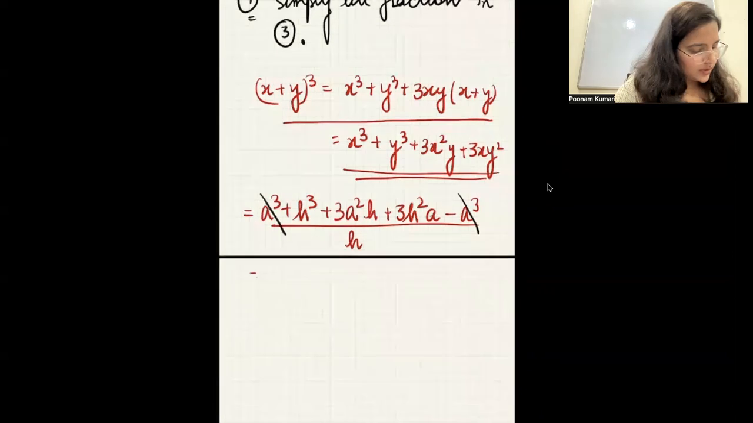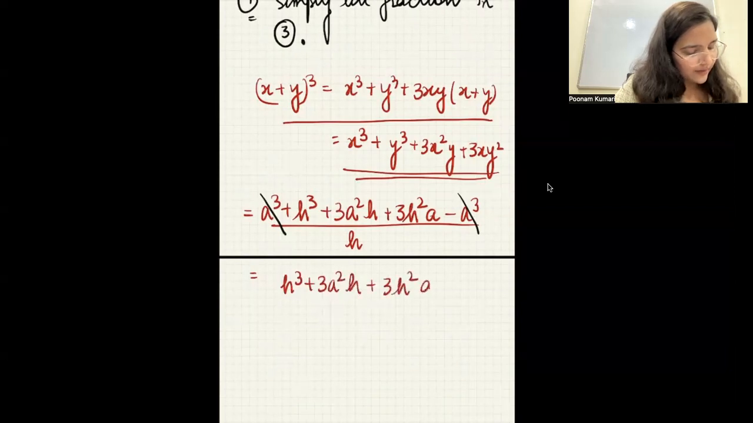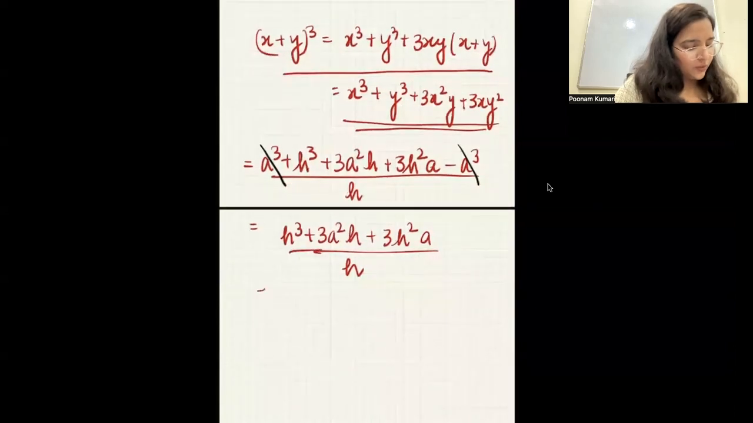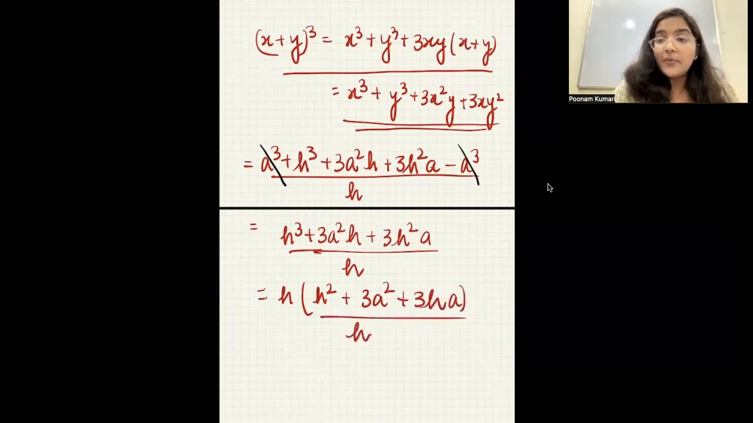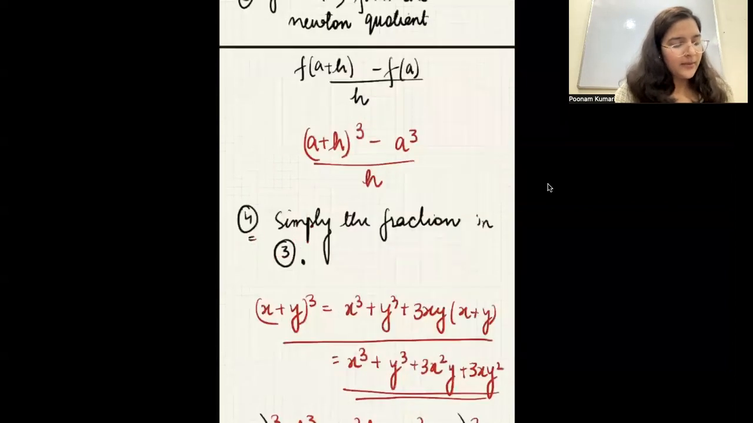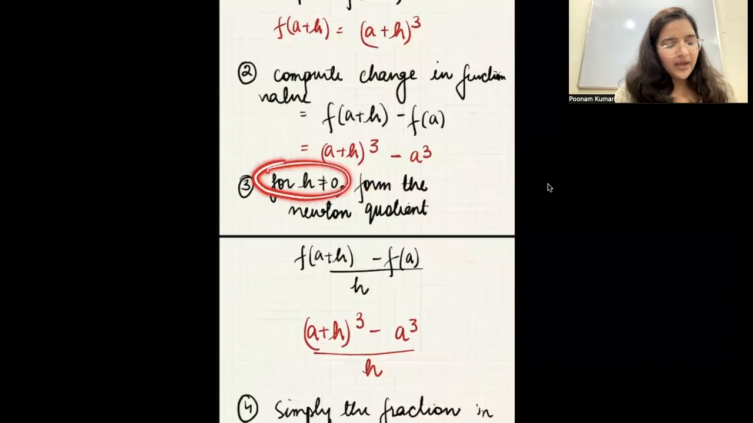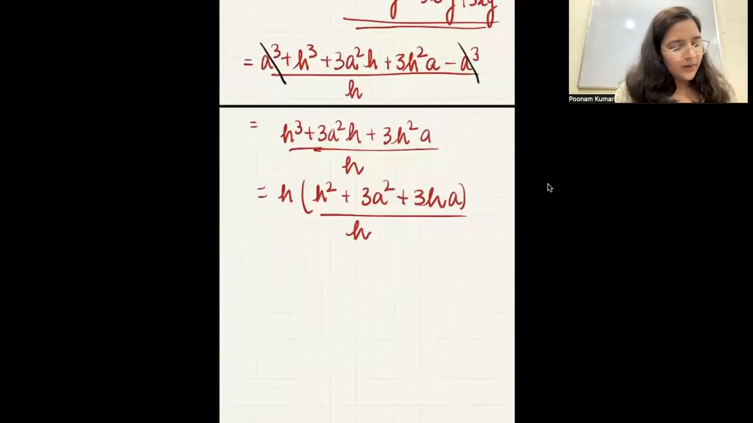I have h cube plus 3a square h plus 3h square a divided by h. To ab aap upar se numerator se agar h common loge, to kya ho jayega? h into (h square plus 3a square plus 3ha), that's what you have. And then you have h in the denominator as well. Hume pata hai ki h zero nahi hai. Aur agar h zero nahi hai, to aap in dono ko cancel out kar sakte ho.